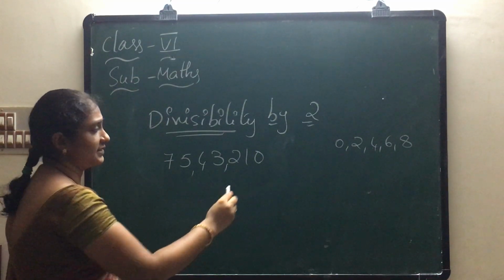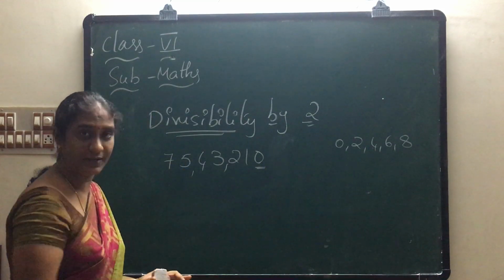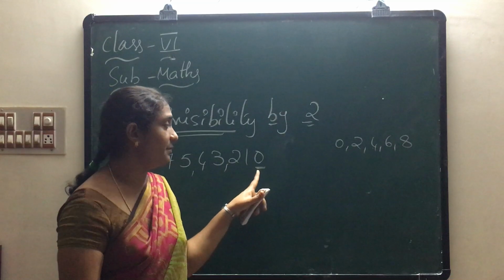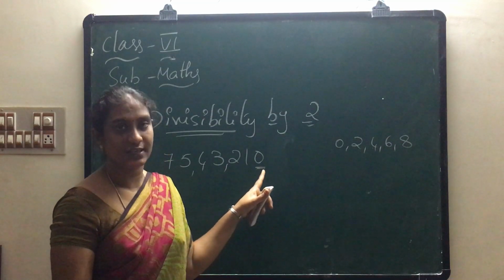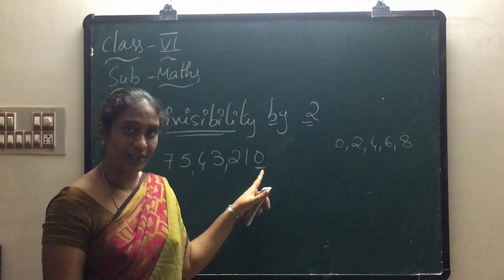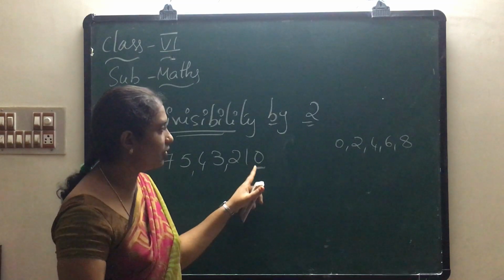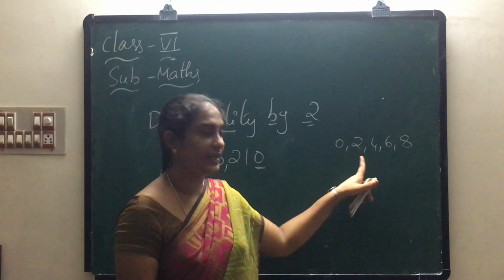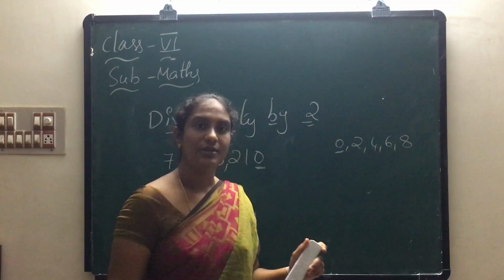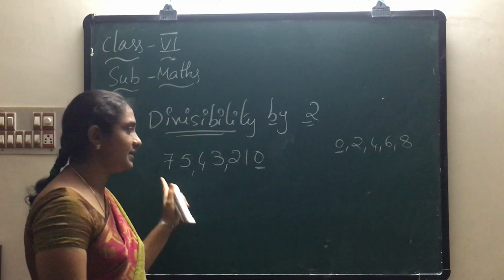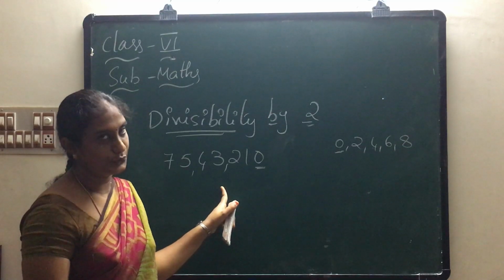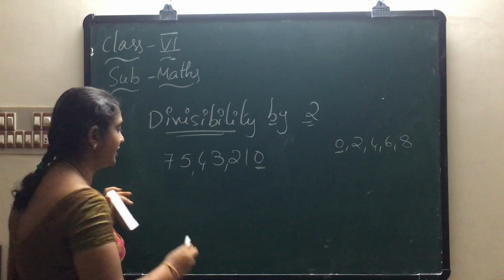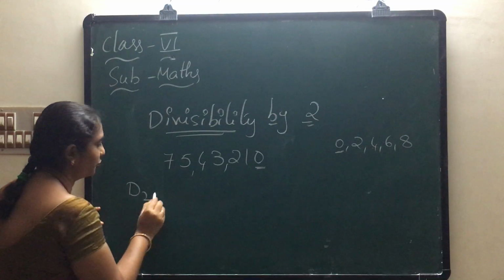In the ones place, or units place. We can call it ones place or units place. What is the number in the ones place? 0. That 0 we got here. Check the number, yes, we got 0 here. So that's why the total number is divisible by 2. So write that down: D2.